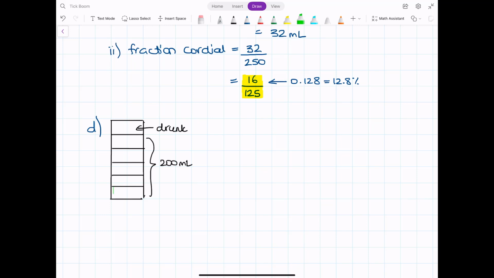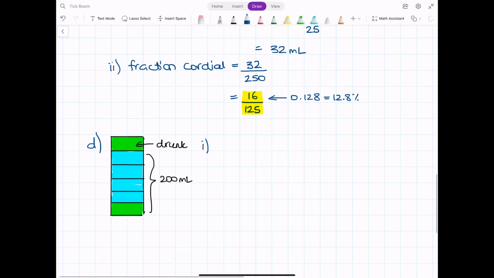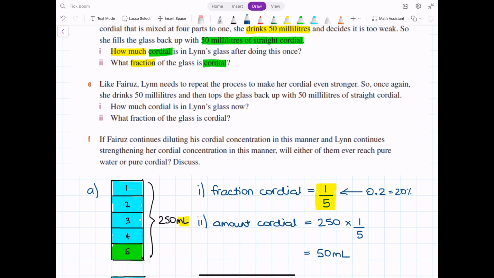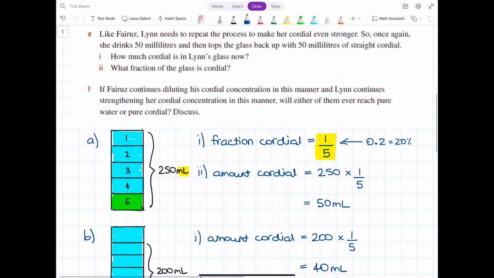So it started off with just the 1 part of cordial to the 4 parts of water. That's what would have been left after Lynn drank 50 mils. But instead of then replacing that part that was drunk with water, we're replacing it with cordial to make it stronger. So part 1 of part D wanted us to work out, let me just double check, the amount, yes, how much cordial is in Lynn's glass after doing this once.